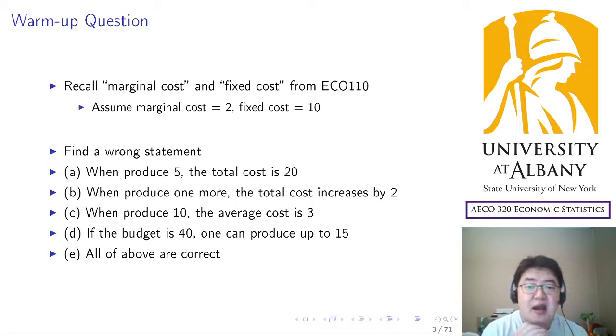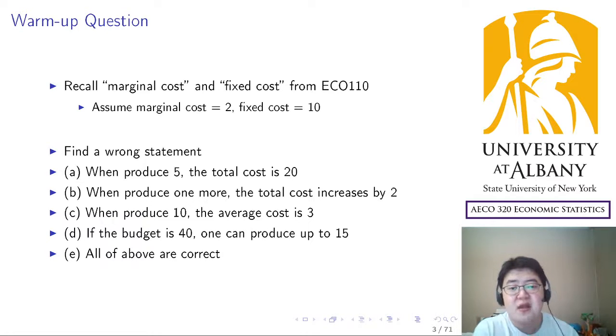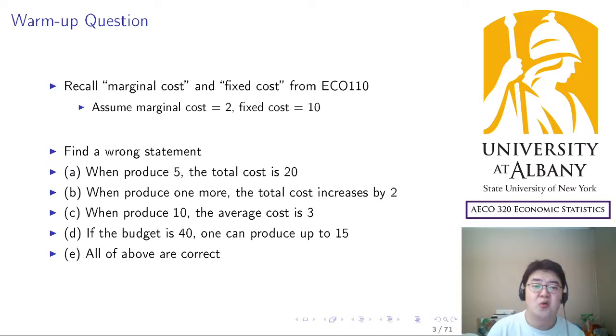Suppose that I sell hot dogs. I sell hot dogs at a food truck, and every day I have to pay $10 for, say, parking or water or gas. So $10 is the fixed cost. I have to pay $10 just to set up the food truck. And the marginal cost is $2. So this is the additional cost incurred when I make an additional hot dog, like buying sausage, buying the bun, and buying ketchup, and so on.